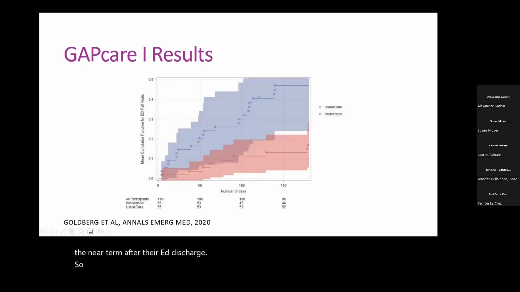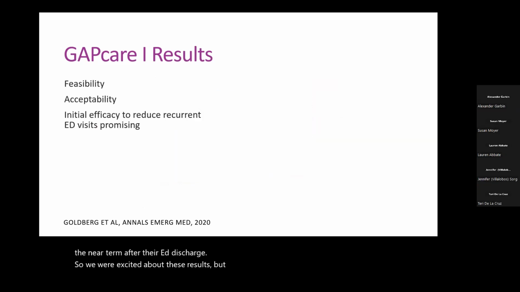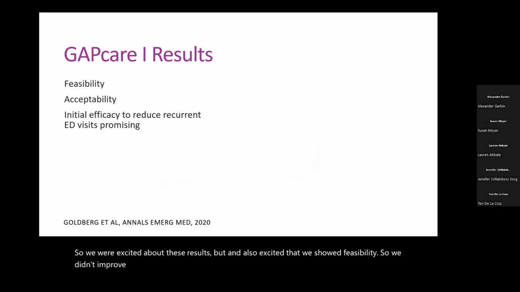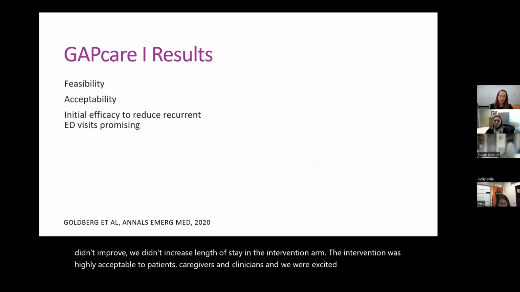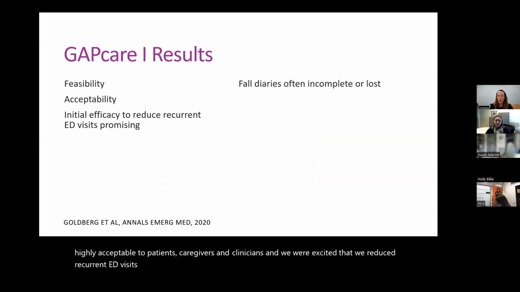So we were excited about these results, and also excited that we showed feasibility. So we didn't increase length of stay in the intervention arm. The intervention was highly acceptable to patients, caregivers, and clinicians. And we were excited that we reduced recurrent ED visits for falls. But we also had problems in our trial, which brought on deciding to use the Apple Watch in our follow-on study.